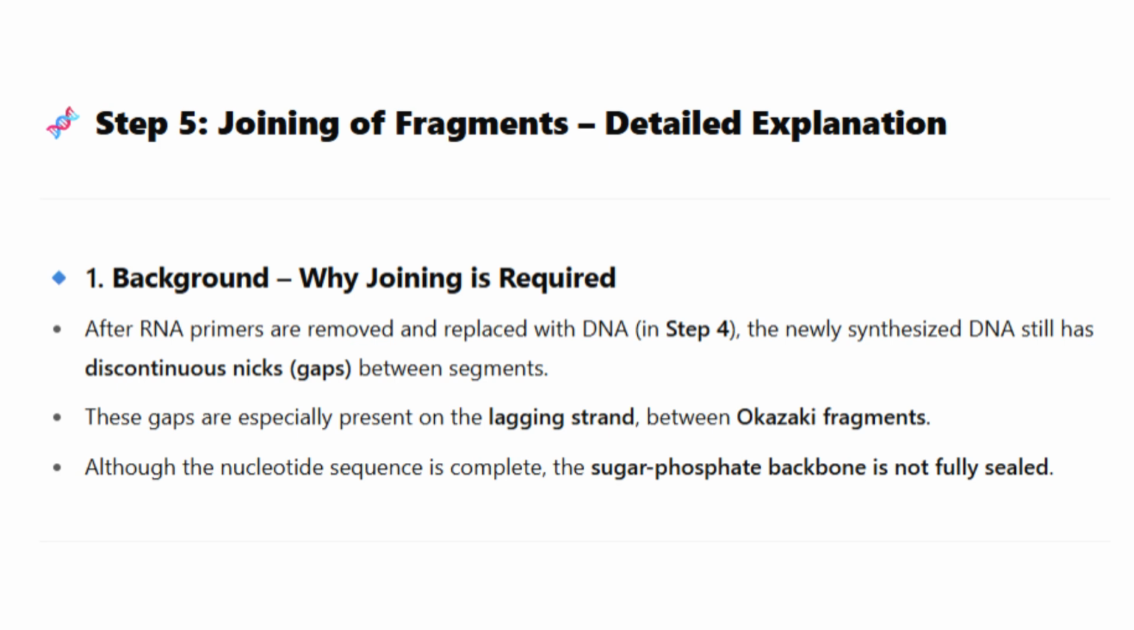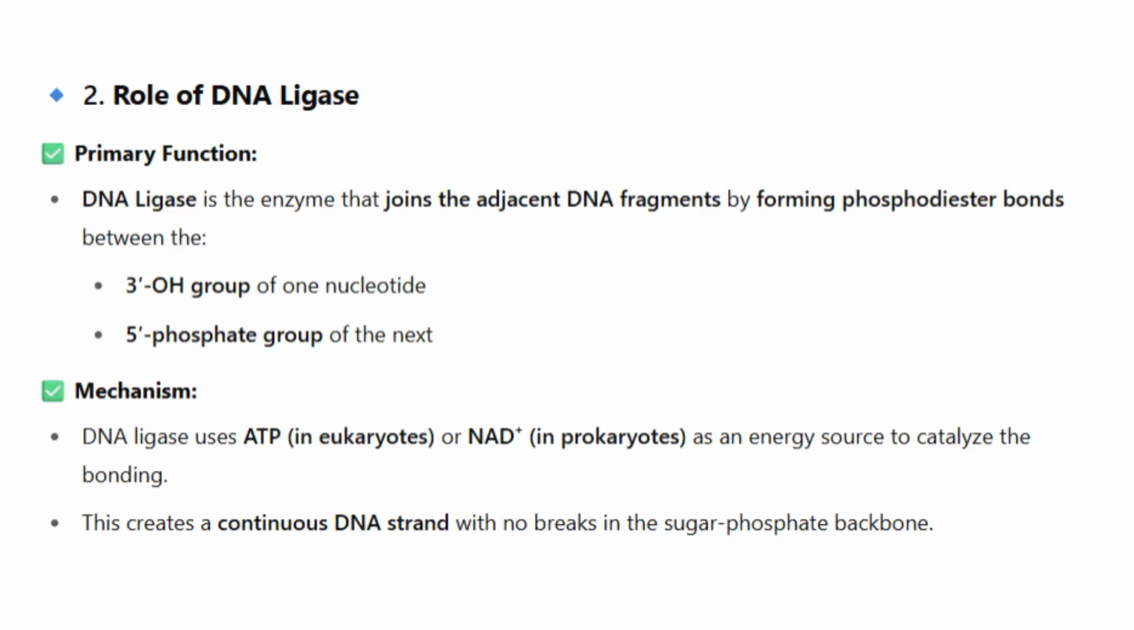Step 5. Joining of fragments. Detailed explanation. 1. Background: why joining is required. After RNA primers are removed and replaced with DNA in step 4, the newly synthesized DNA still has discontinuous nicks, gaps, between segments. These gaps are especially present on the lagging strand, between Okazaki fragments. Although the nucleotide sequence is complete, the sugar-phosphate backbone is not fully sealed. 2. Role of DNA ligase. Primary function: DNA ligase is the enzyme that joins the adjacent DNA fragments by forming phosphodiester bonds between the 3'-OH group of one nucleotide and the 5'-phosphate group of the next.